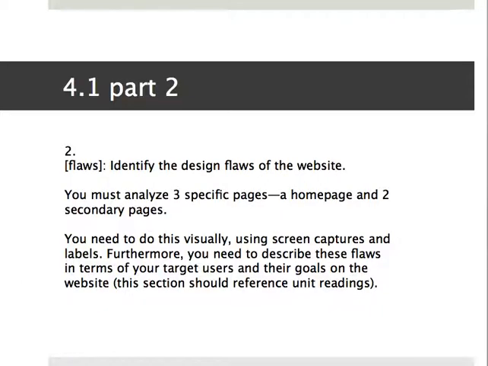Part 2. It's going to be a flaws analysis. So you're going to identify the design flaws of the website. You must analyze 3 specific pages, a home page, and 2 secondary pages. You can see back on the introduction that we just looked at, they mentioned that in the preview of what the proposal is going to do. So you need to do this visually using screen captures and labels.